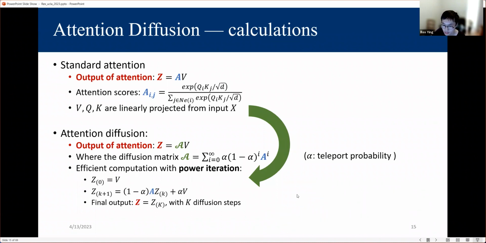Okay, so that's the whole technical detail. When k equals infinity, we cannot compute the diffused adjacency exactly, but in practice we usually set k equals 5, which means this process becomes quite fast on a GPU.